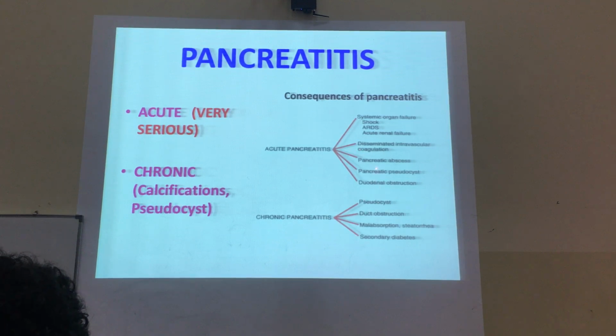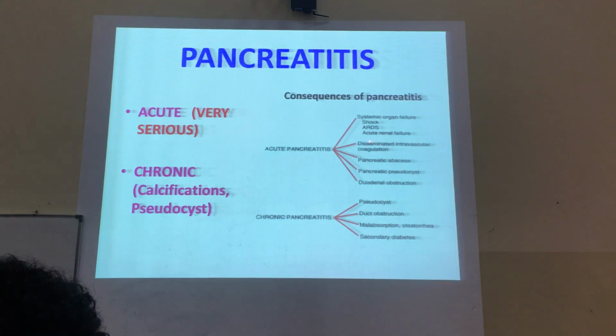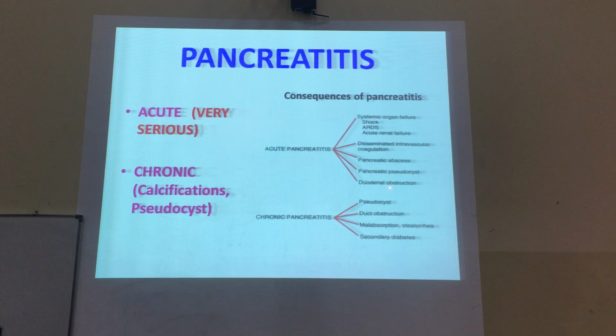it can cause renal failure. What's the ARDS? Yes, acute respiratory distress syndrome, in the respiration, breathing and circulation. You have taken this ARDS, acute respiratory distress syndrome. Then DIC, which is the systemic coagulation, small microclots throughout the vascular system, pancreatic abscess formation, pancreatic pseudocyst formation, even it can block the duodenum, obstruction can happen.